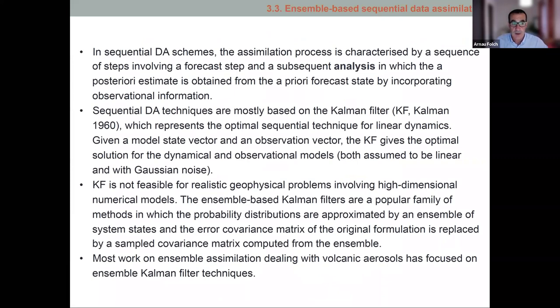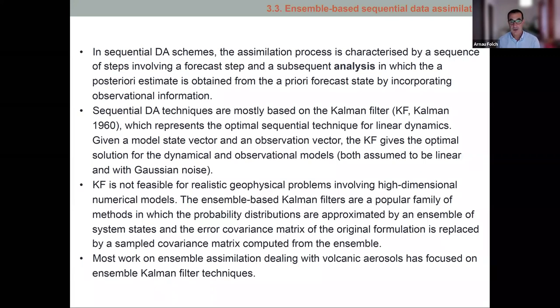Okay, so let's move now to the last data assimilation strategy, which is the sequential data assimilation. This is more a standard one. Probably you're more familiar with those. And this data assimilation proper, as you know already at this moment of the course, I guess, is characterized by a sequence of steps that involve a forecast and an analysis in which the posteriori estimate is obtained from the a priori forecast.